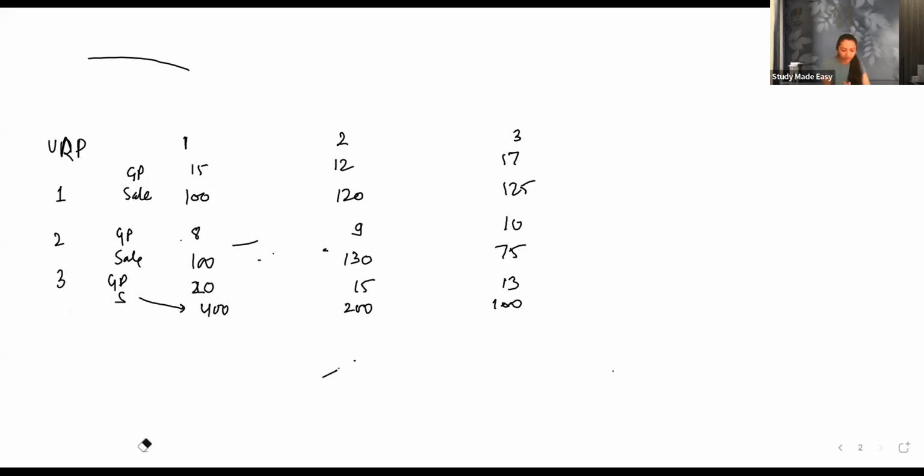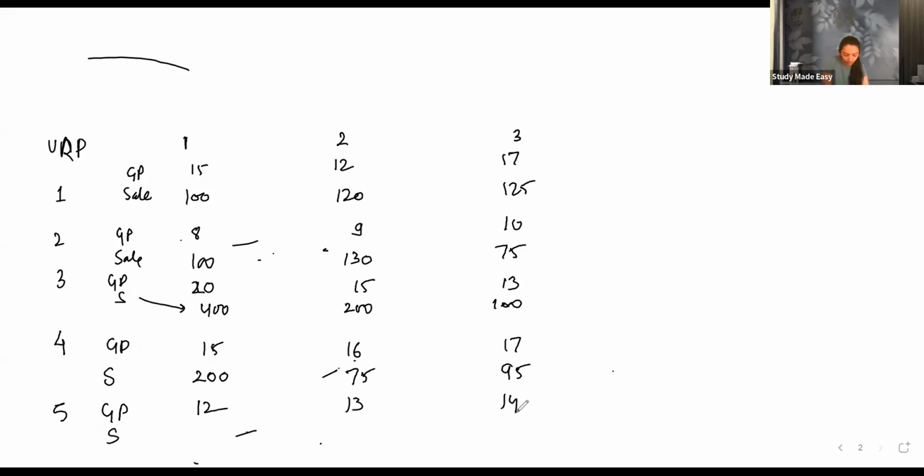3 years ka data. Then 4. Again GP 15, 16, 17, and my sales coming to be 200, 75, 95. GP 12, 13, 14, sales 150, 160, 180.